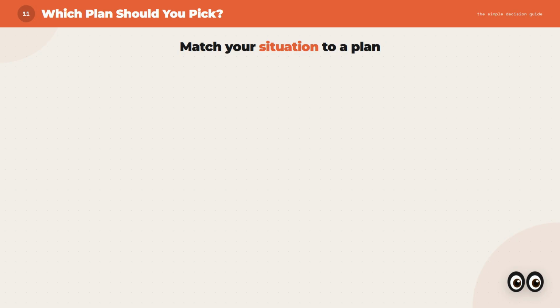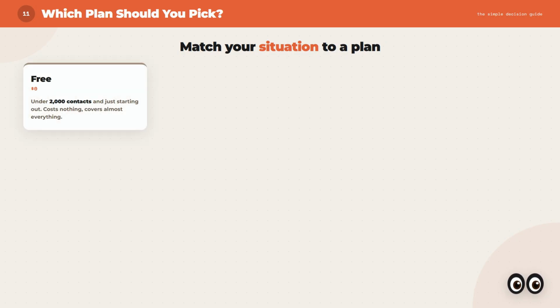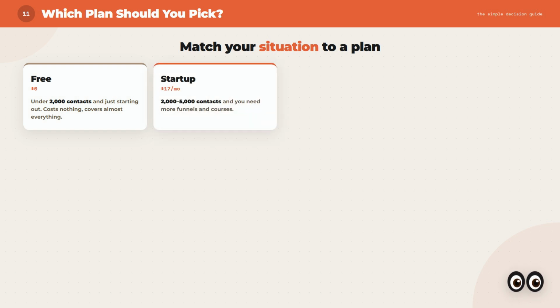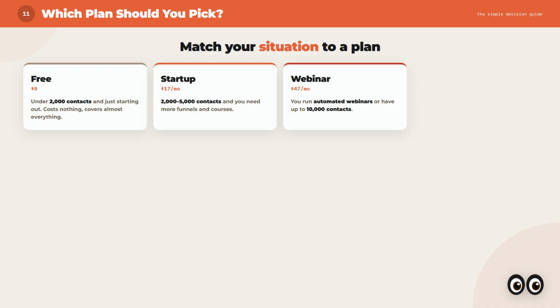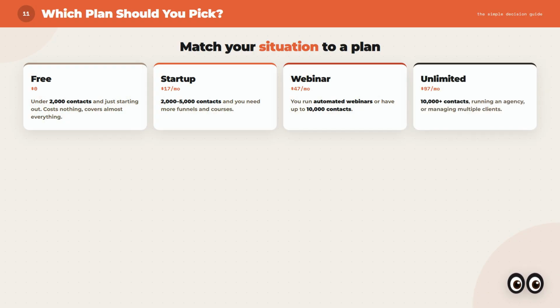So which plan should you pick? Let me make this really simple. Fewer than 2,000 contacts and just starting out, pick free. It costs nothing and it covers almost everything you need. Between 2,000 and 5,000 contacts and you need more funnels and courses, pick startup at $17 per month. You want to run automated webinars or you have up to 10,000 contacts, pick webinar at $47 per month. Over 10,000 contacts, running an agency or managing multiple clients, go unlimited at $97 per month.